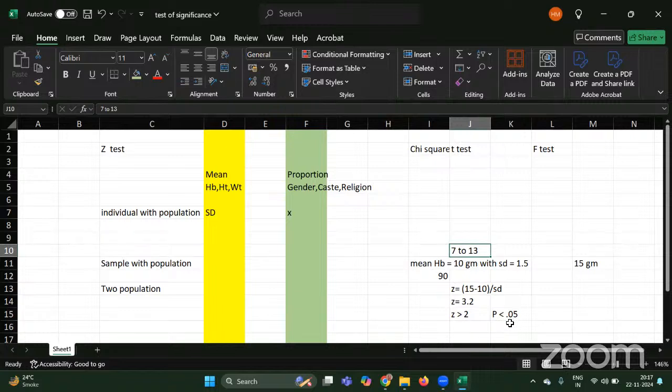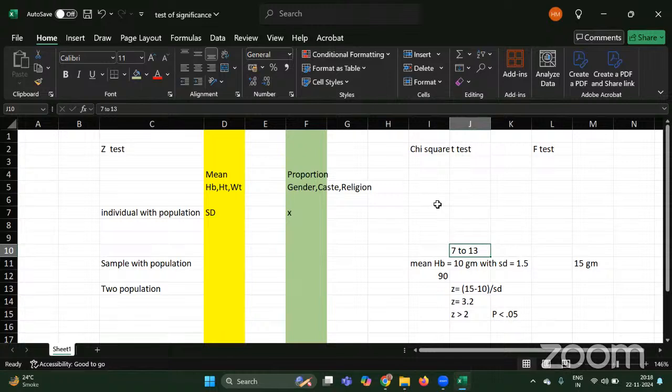That means this test of significance tells us that most likely this person is outside the group. In other words, the person is significantly different from the group. Or you can use the words it is not by chance. 15 gram hemoglobin is not by chance. That person might have different habits, a different kind of lifestyle, etc. So, if you have any question, you can interrupt me.